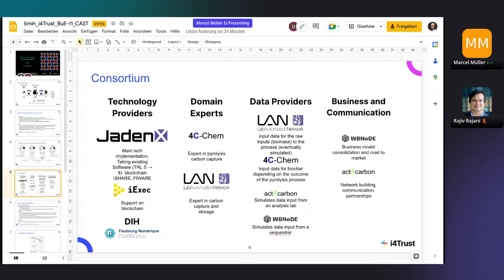And then we have two parties, WB Node and Act for Carbon EV, a non-profit organization that is going to disseminate and communicate our work. We are supported by the Digital Innovation Hub from Vorburg Numeric and Quantum. And yeah, 5 minutes, that's it. If you have any questions, feel free to shoot.